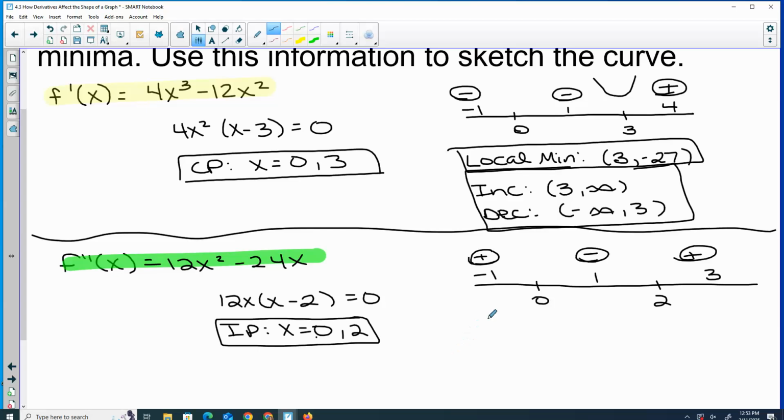So, my graph is concave up where? Negative infinity to 0, and then union 2 to infinity. And concave down? 0 to 2.